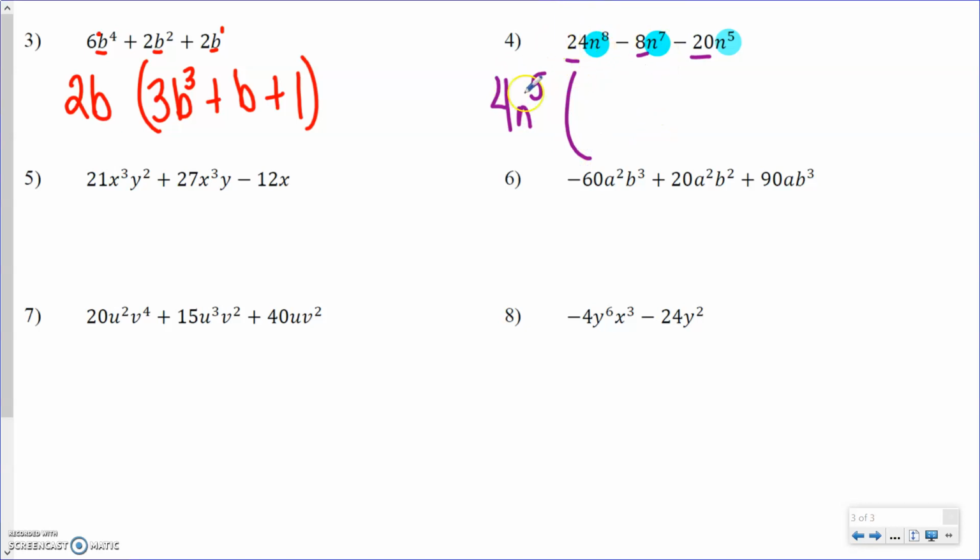Okay, so 24 divided by 4 is 6. If I have 8 n's and I take 5 away, I have 3 left. Negative 8 divided by 4 is negative 2. If I have 7 n's and I take 5 away, or take 5 out, I have 2 left. And then negative 20 divided by 4 is negative 5. If I have 5 n's and I took 5 out, I don't have any n's left.